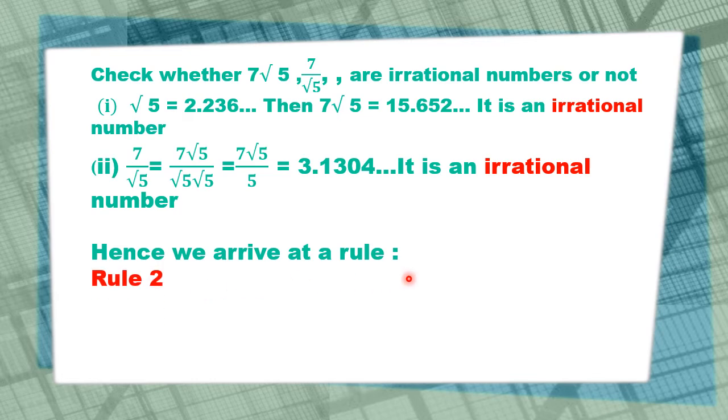Hence we arrive at rule 2. What is rule 2? Can you guess? The product of a rational and irrational number is? Just guess it. And what about the quotient of a rational and irrational number? Quotient means what you get when you divide 7 by root 5. Guess. After your guesses, we will arrive at rule 2.